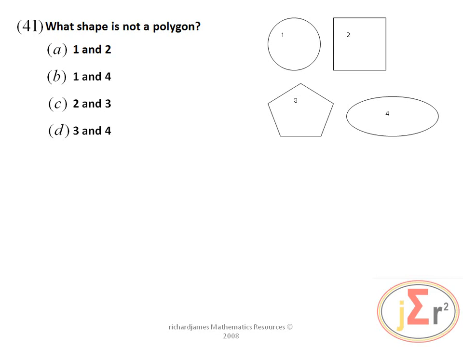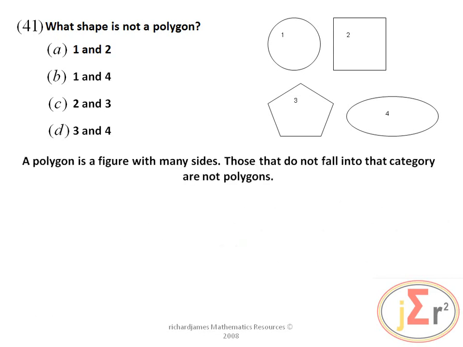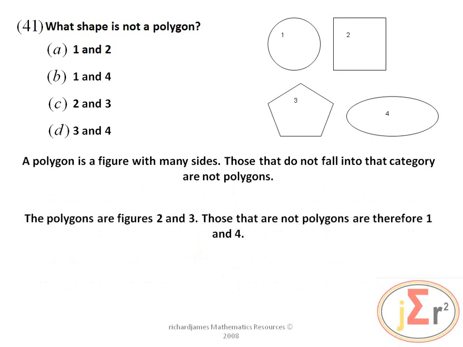What shape is a polygon? A polygon is a figure with many sides. Those that do not fall into that category are not polygons. The polygons are figures 2 and 3. Those that are not polygons are therefore 1 and 4.